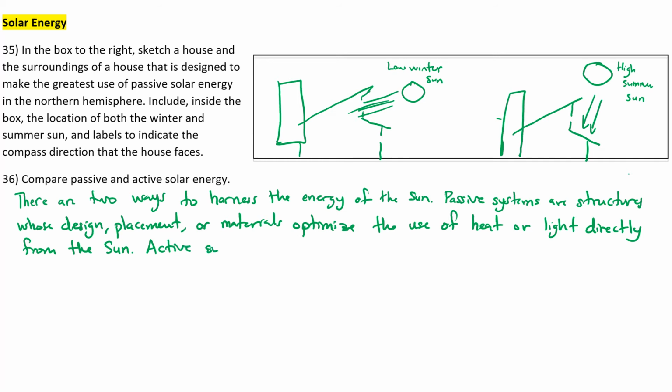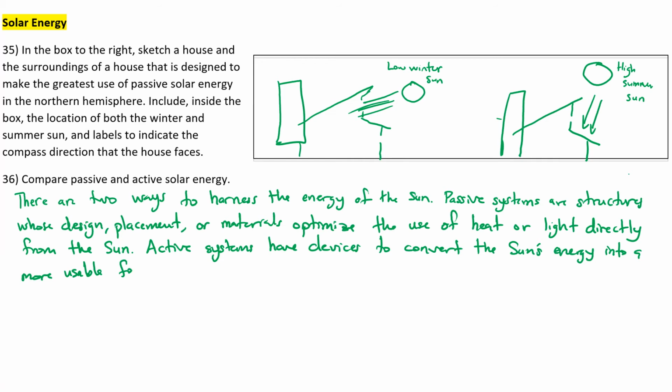Active systems have devices to convert the sun's energy into a more usable form, such as hot water or electricity.